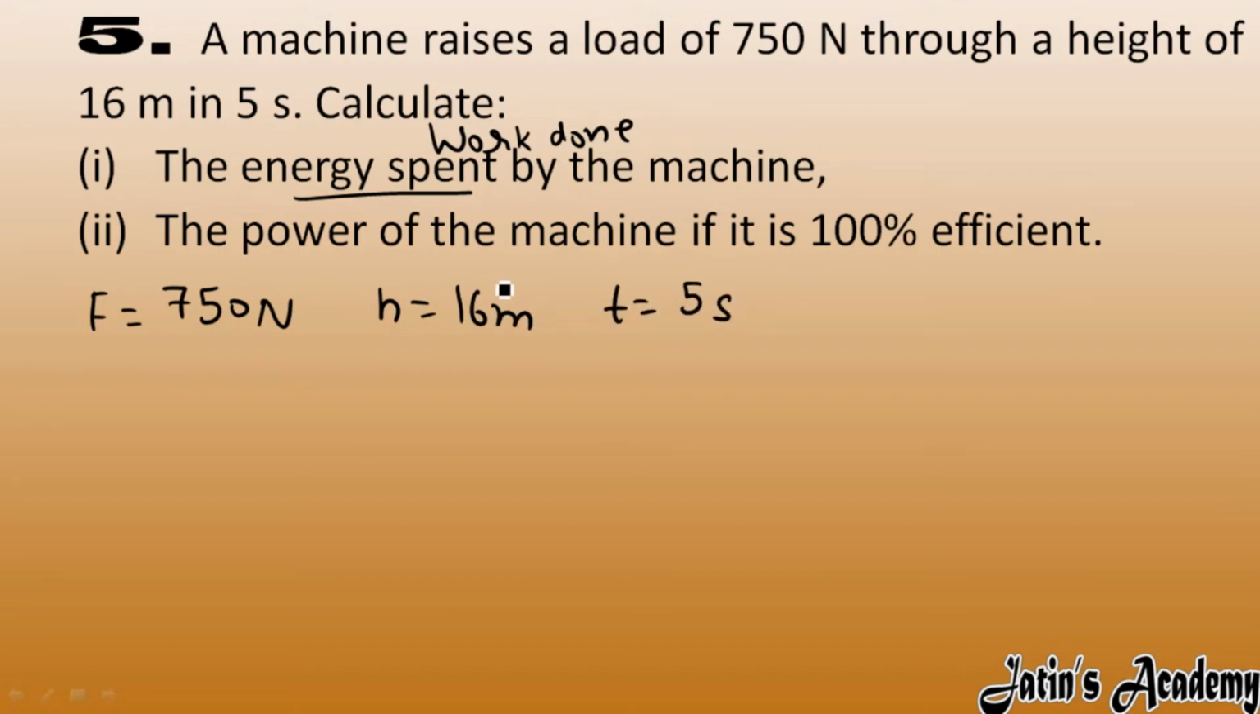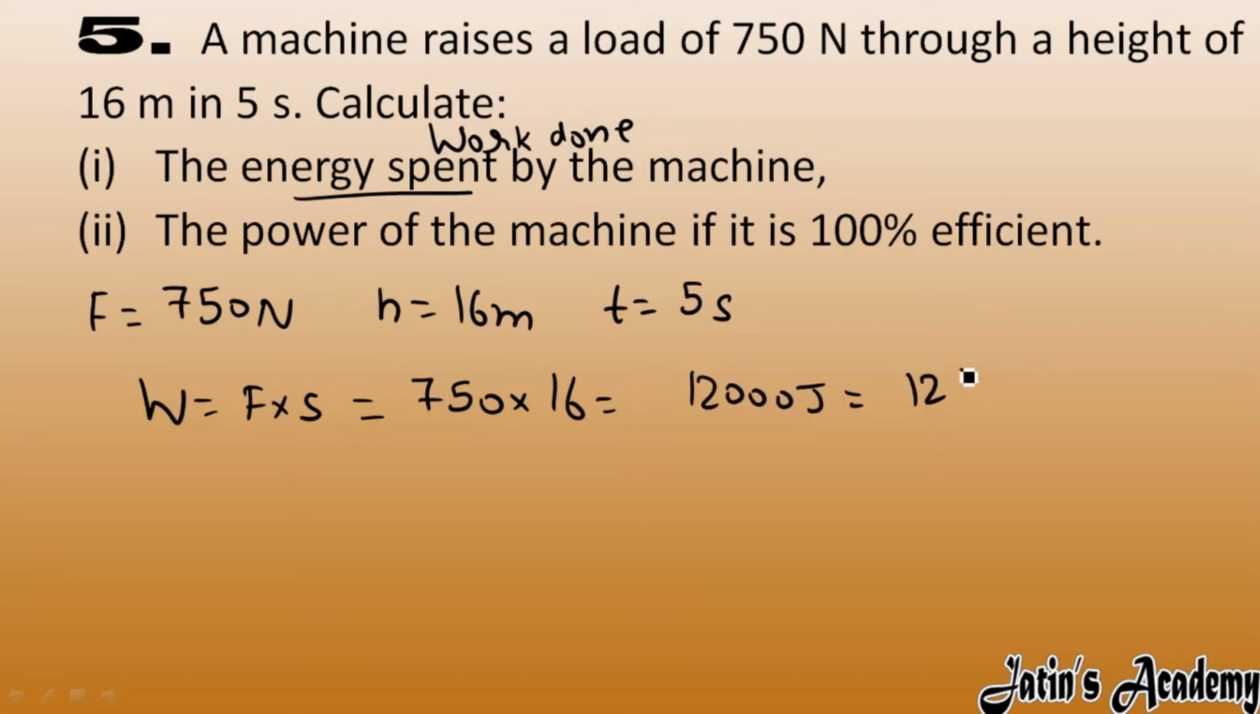So simply, work done we have to calculate as force into displacement. So force value 750 Newton and displacement we have 16 meter. So multiply this, we got 12,000 joule or 12 kilojoule. Directly I can write like this, dividing by 1000 I convert it into kilojoule. Next we have power of the machine. Power is work done per unit time. Work done we have 12,000 over time we have 5 seconds. So divide this, you got 2400 watt.